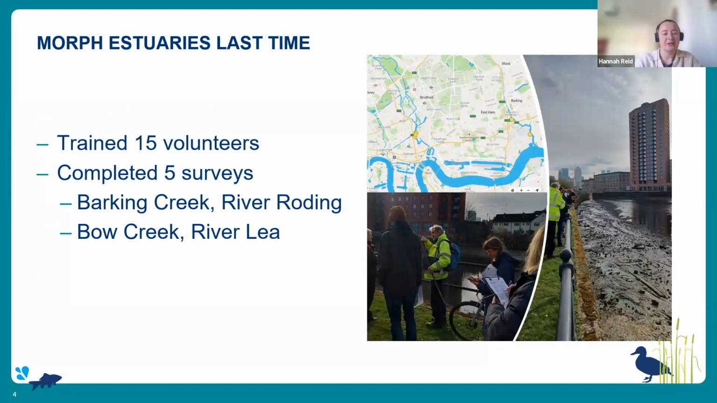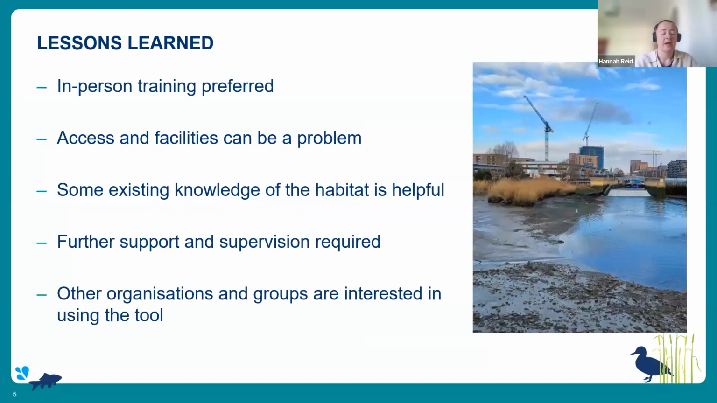So what did the team do last time when we had our MoRPh Estuaries pilot? So 15 volunteers were trained up and they completed 5 surveys at 2 locations, so Barking Creek on the River Roding and Bow Creek on the River Lee. So what did we learn from the pilot project?